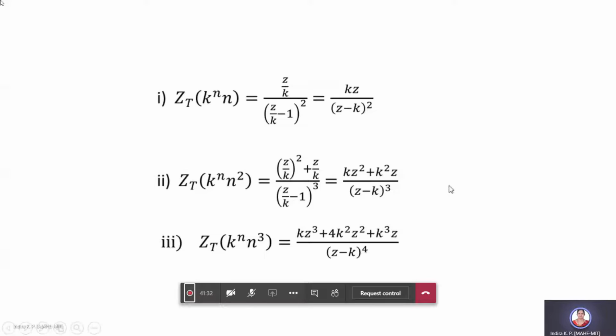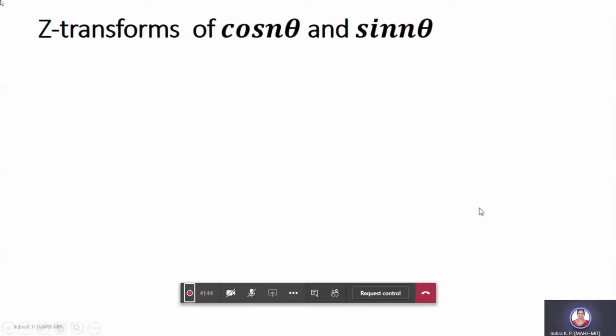Similarly, you can make use of the transform of n cube multiplied by k power n, meaning wherever there is z, replace it by z by k. Now let us see how to find the transforms of cos n theta and sin n theta.